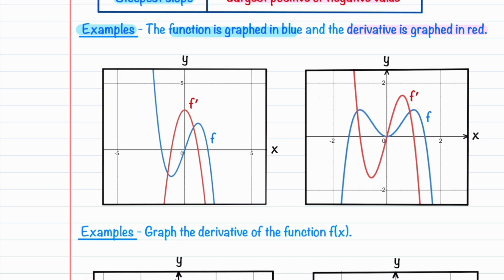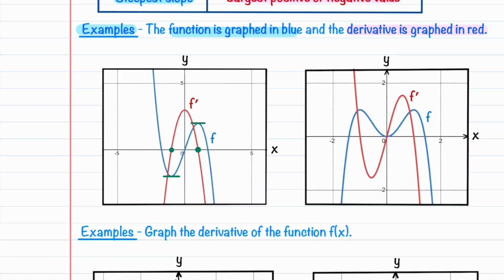The easiest way to begin these types of problems is to first look at where the function has a slope of 0. Our function has a slope of 0 here and here. Whenever the slope of the function is 0, the derivative will be 0. And you can see that right here and right here, because the derivative is 0 there and crosses the x-axis.